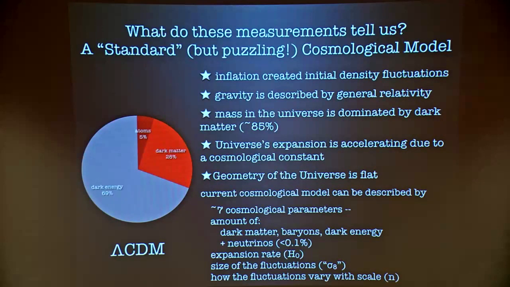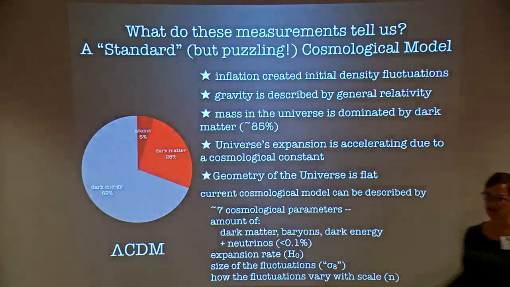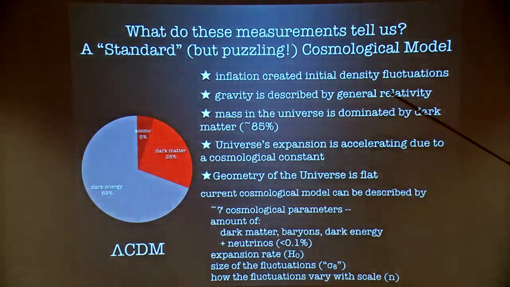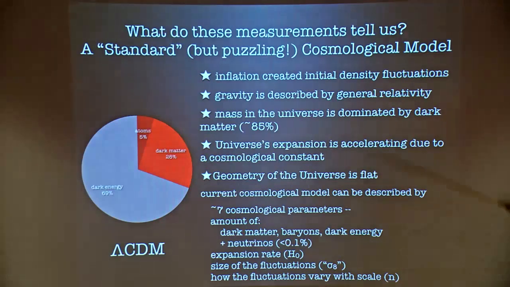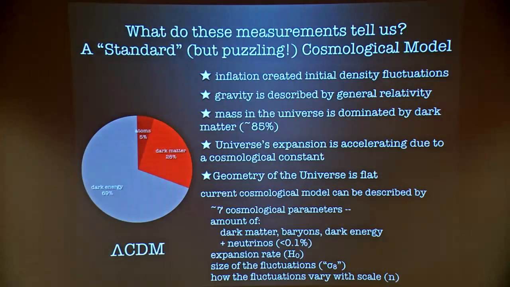So in this model, what is this model? Here's that same pie chart I showed you before. Now I've actually labeled it. In this model, we have the idea that there was this first tiny fraction of a second in the very early universe that created all of the matter and also created those fluctuations in the matter. We think we understand gravity. We think it's described just by general relativity, and that seems to hold on every scale that we've measured so far, from the scale of the solar system all the way out to the scale of the whole universe.